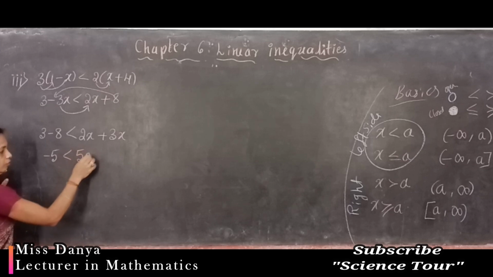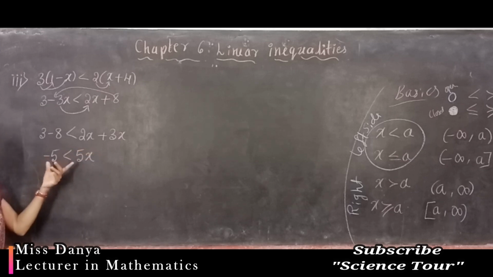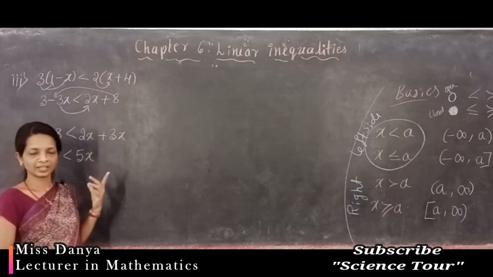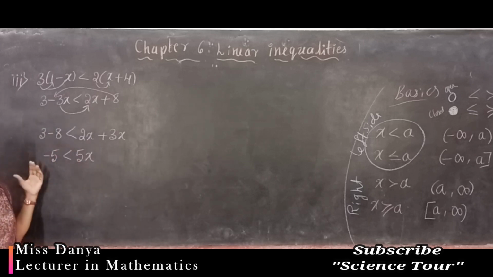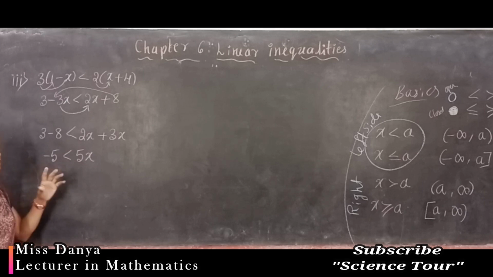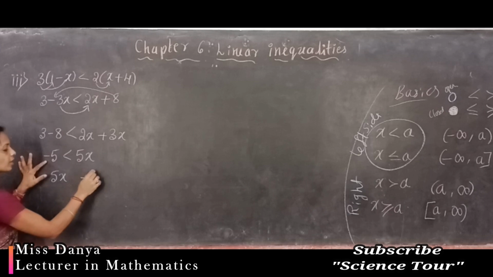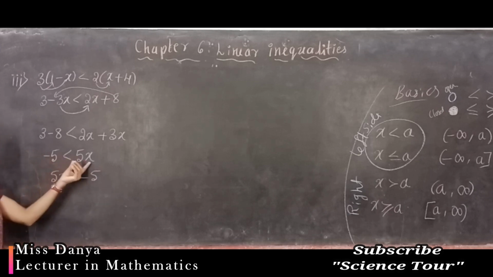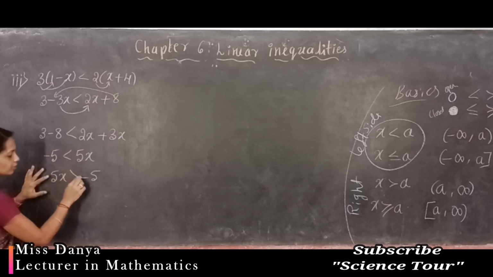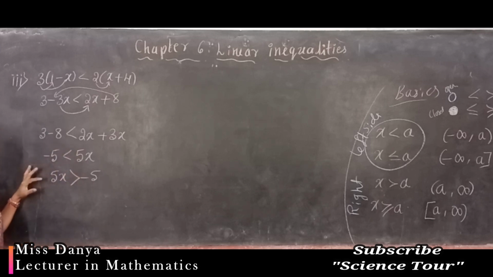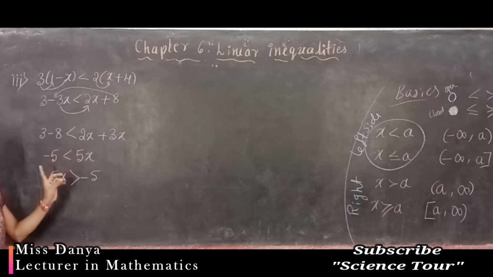total is 5x. I will write this inequality in another way, because while simplifying an inequality, the x term you have to write on the left side, then it will be easier to observe. Okay, and 5x I will write on the left side, and minus 5 on the right side. And 5x side, which side of the symbol is it? The greater side of the symbol, so I will use the greater than symbol here. Okay, the same inequality we wrote in another way.